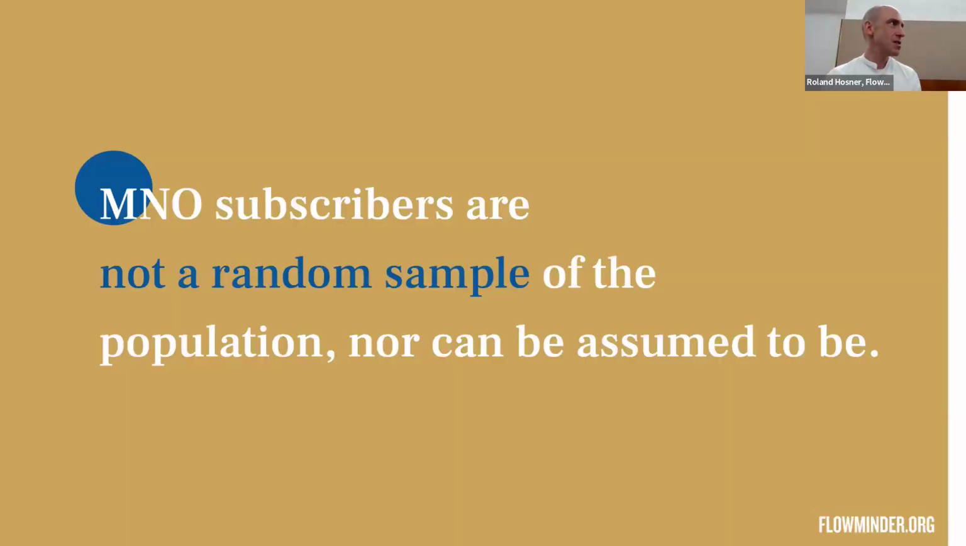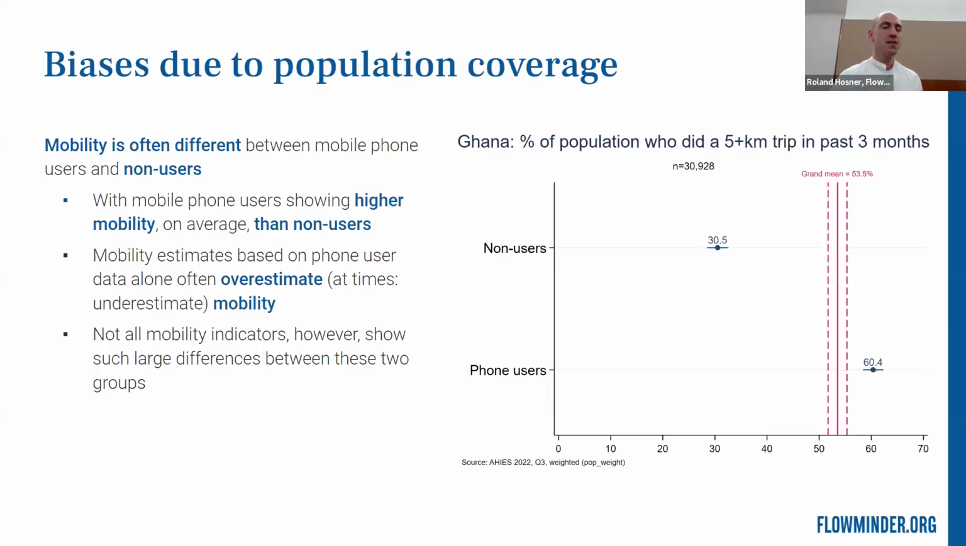Now coming to the representation side and possible representation biases, MNO subscribers are not a random sample of the population, and we also cannot assume that they are. We've seen that in several surveys and in other studies. So the data are not a probability sample, but a non-probability sample, if you will. And indeed, we also see from surveys that the mobility of phone users can be quite different from the mobility of non-users. Usually we see that the mobility of phone users is higher.